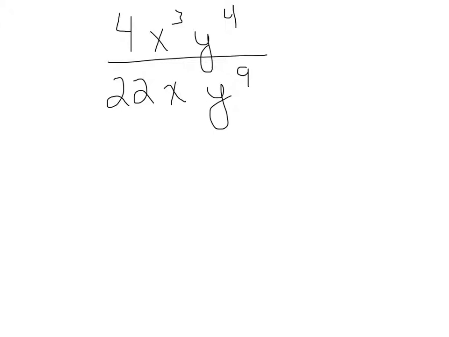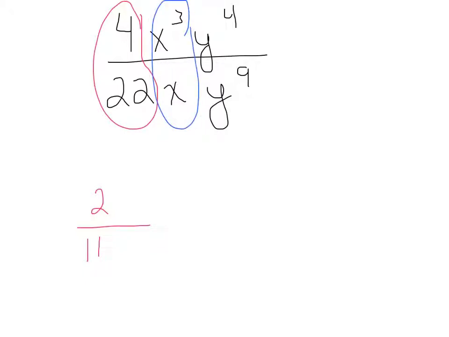So you may be wondering what happens when you have more of a variable in the denominator than you do in the numerator. So thinking about that original idea of expanding the expression, first of all, I'm going to look at 4 over 22 and I'm going to realize that 2 goes into both of those. So that will actually reduce to 2 over 11. Now I'll move on to the x's. X cubed over x, that's just x to the first. 3 minus 1 gives me x squared.